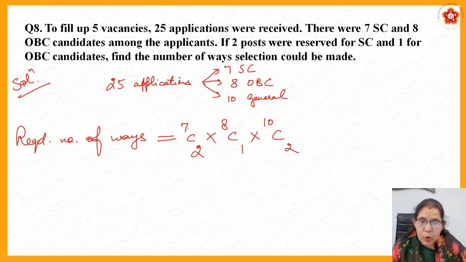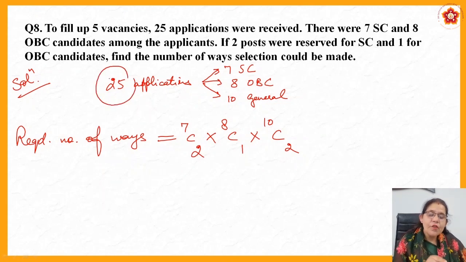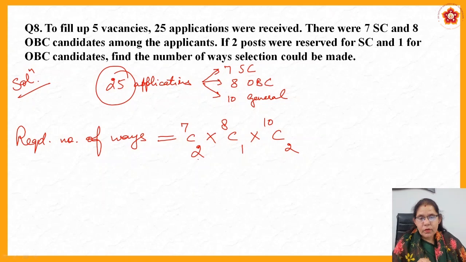Now do the sum also of the numbers at the top and at the bottom. Let's do the sum at the top. 7 plus 8 is 15. 15 plus 10 is 25, which is the total 25 applicants. Now do the lower one also. 2 plus 1 is 3. 3 plus 2 is 5. So we are looking at 5 vacancies.